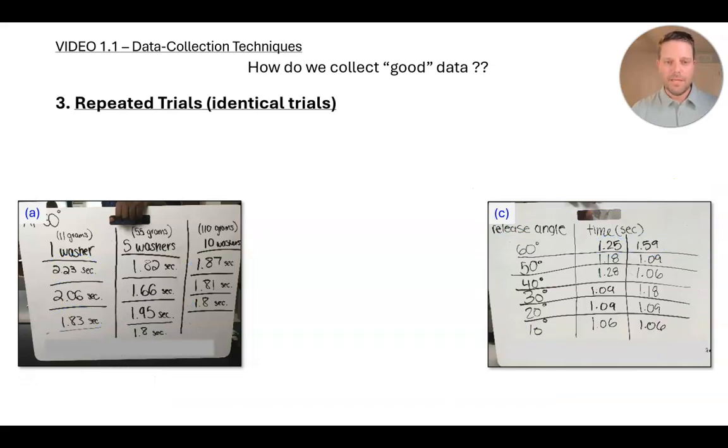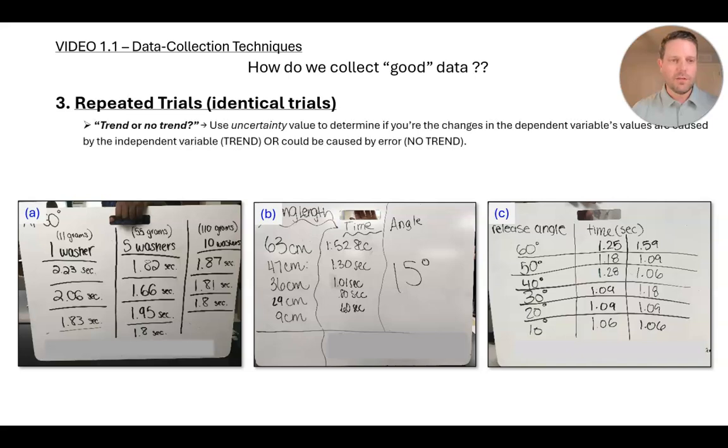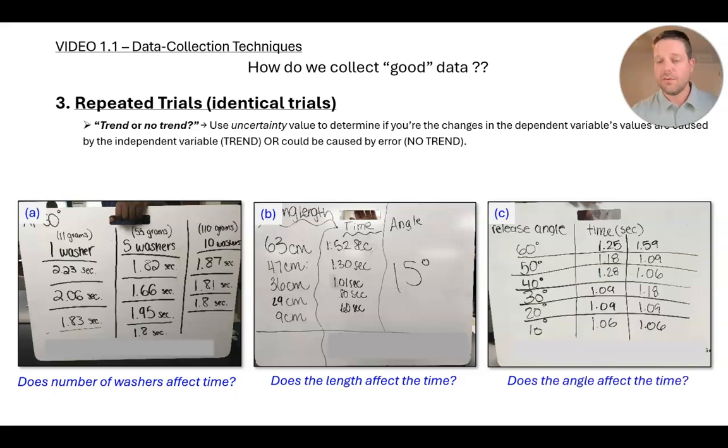Now I'm going to replace B with this one. Okay, and what we're going to try and do here is the trend or no trend question. So we're going to use that uncertainty value that we just found to see, does that show a trend in the data based on the uncertainty? For example, we're going to be asked, does the number of washers affect the time? Is there a trend where it affects it, or is there no trend, meaning it doesn't affect it? Does the length that we choose affect the swing time, or does it not? Again, is it trend or no trend? And then does the angle that we choose to release it from affect the swing time? Yes or no. So we're going to use the data to show this, not what our intuition thinks.